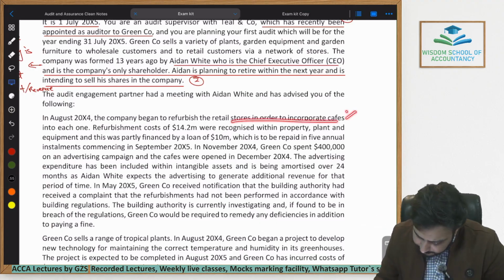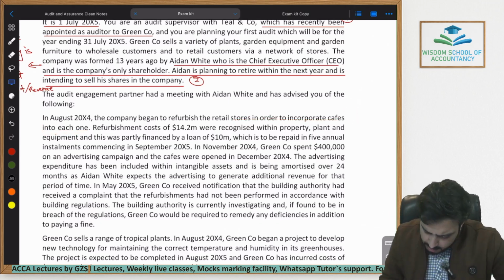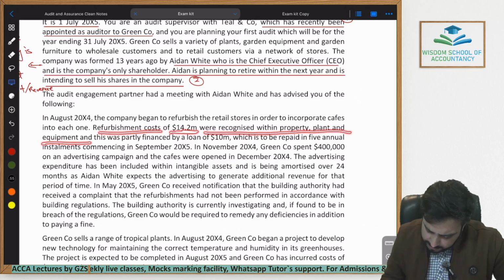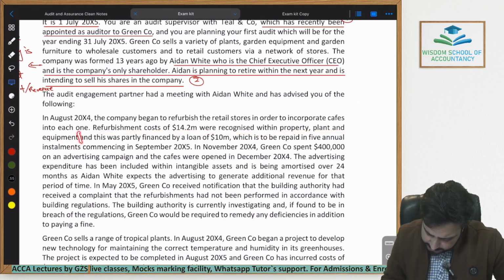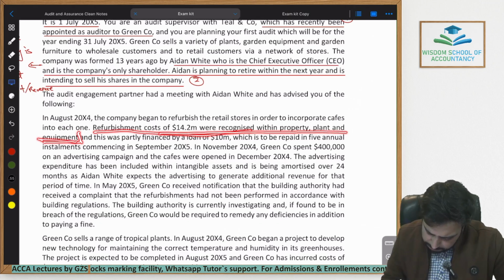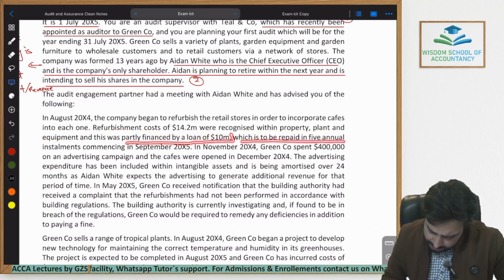This wouldn't create, up till now, any kind of financial statement. So they did this. Let's read forward. Refurbishment cost of 14.2 million were recognized within property, plant and equipment, and this was partly financed by a loan of 10 million, which is to be repaid in 5 annual installments commencing in September 2015.